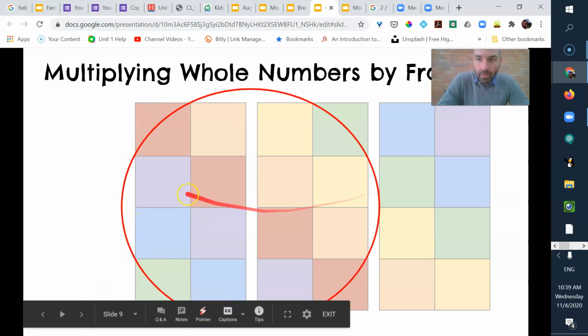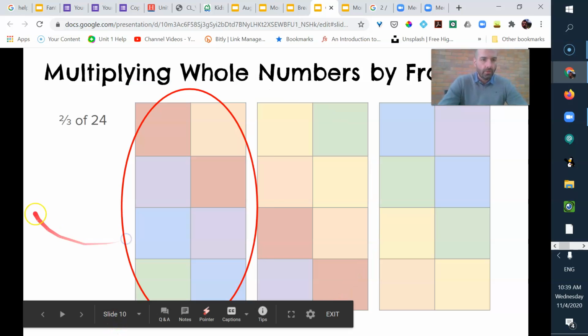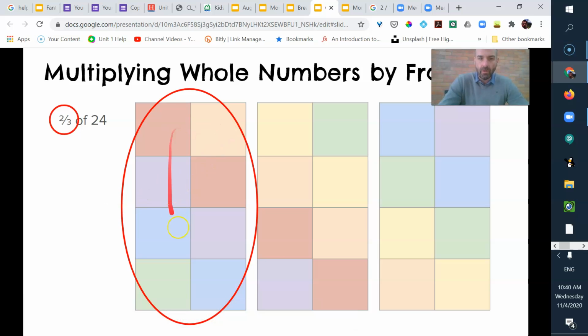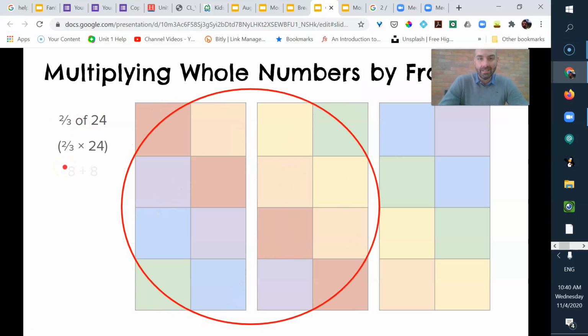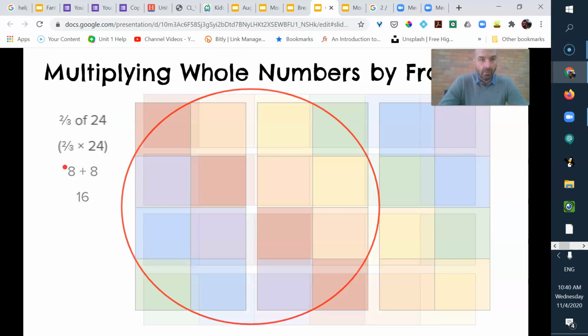All right, now what are we looking at? Ooh. 3, 2, 1. We're looking at 2/3. 2/3 of 24. So what is 2/3 of 24? Well, if we know what 1/3 is, we know that 1/3 is 8. So that means 2/3 is, you guessed it, 16. 2/3 is 16. All right.